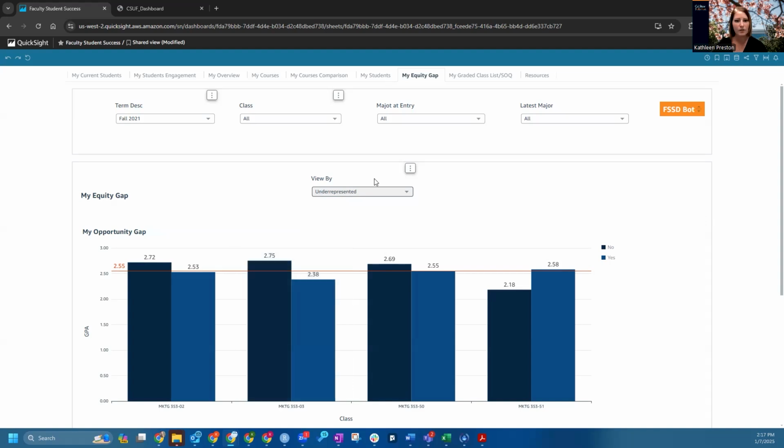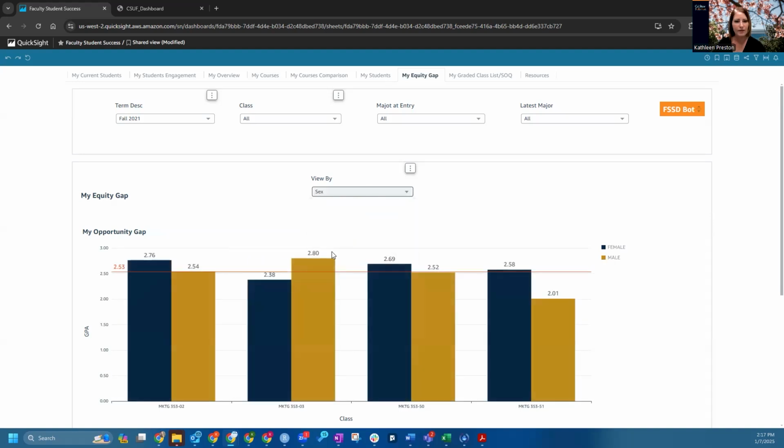So this gives us that opportunity to be mindful of how the course environment is affecting different types of people in different ways based on these demographic categories.